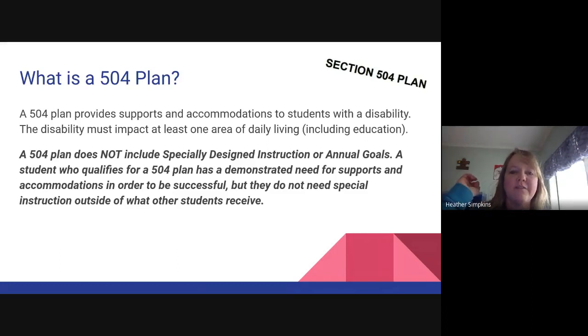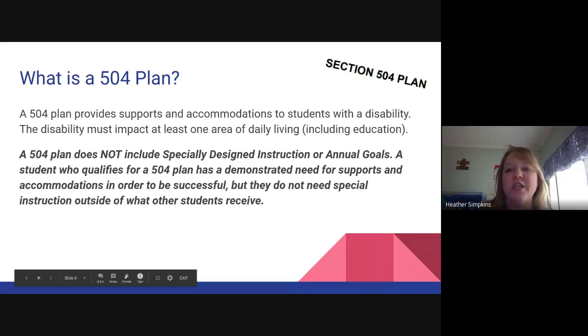So a student qualifies for a 504 plan. They have a need for supports, they have a need for accommodations because of a medical factor, but they do not have a need for specially designed instruction. They can receive the same instruction that other students do.